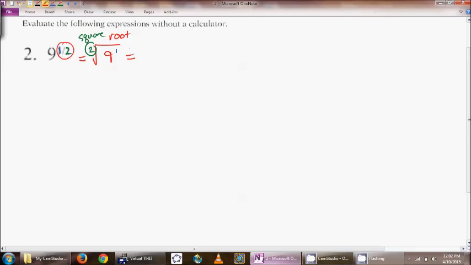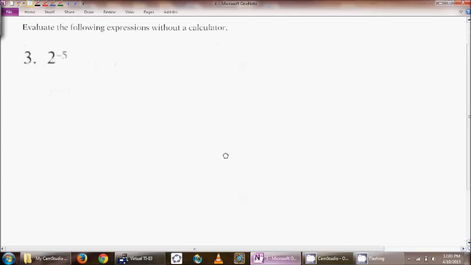So square root is just saying what number times itself 2 times will give you the thing under the radical, will give you 9. Well, the square root of 9, as we all know, is 3. So 9 raised to the 1/2 power is the same as the square root of 9, which is 3. Okay? Let's jump to 3.